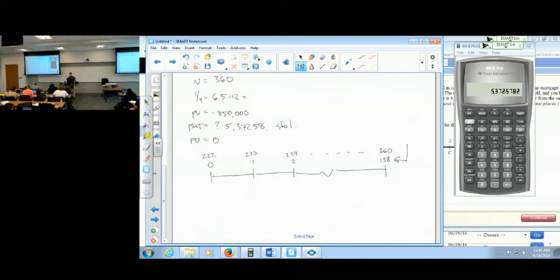And the way we're getting that 138 is by taking the original 360 payments we promised to make and subtracting the 222 that we've already made. So there's 138 payments remaining. Okay, so what I'm looking for now is what is the present value of the remaining payments? We've already made payment for month 222. But we have 138 payments left of $5,372.58.